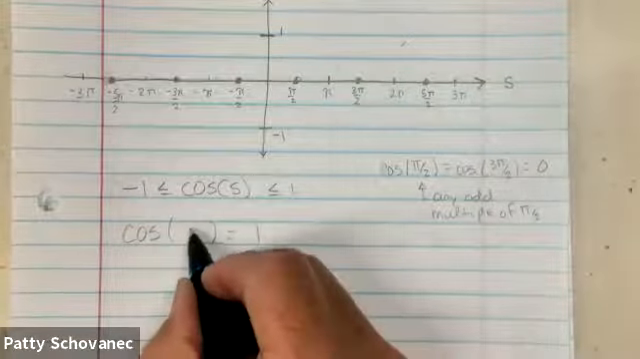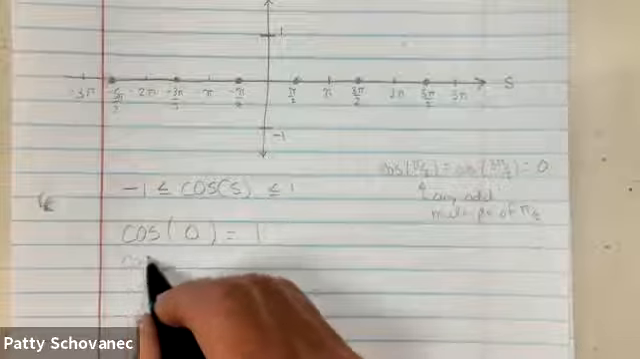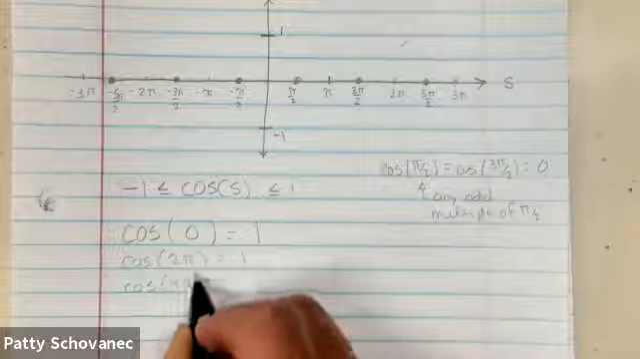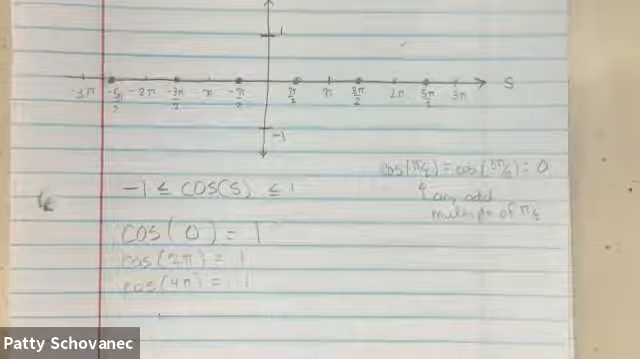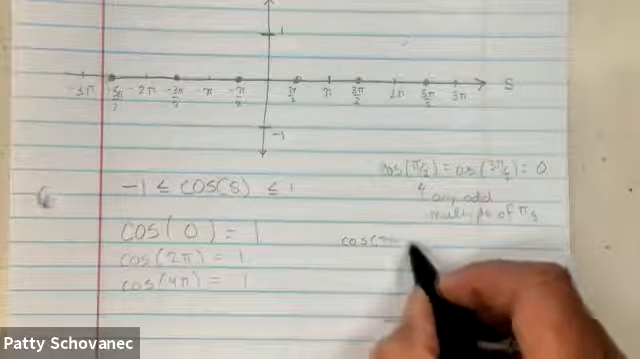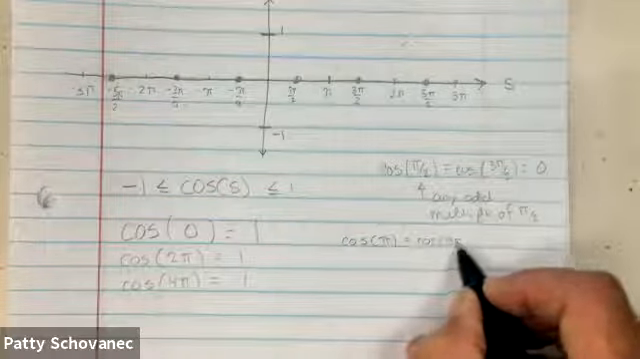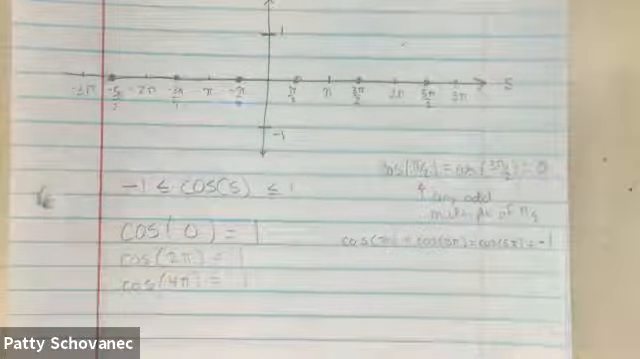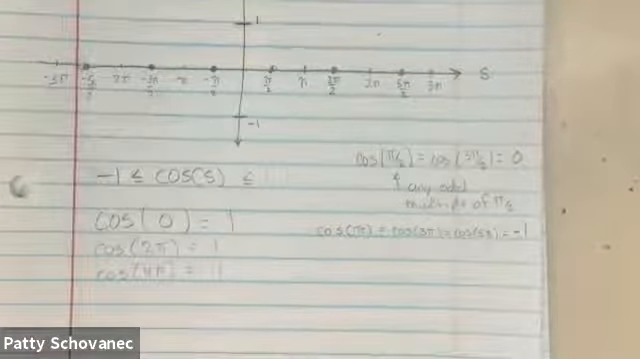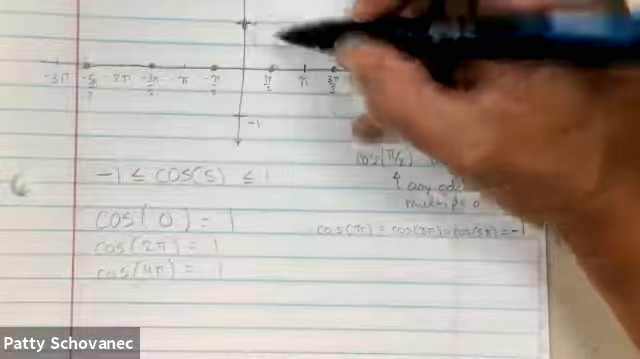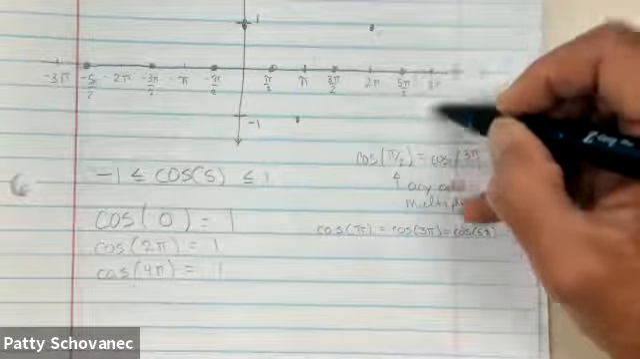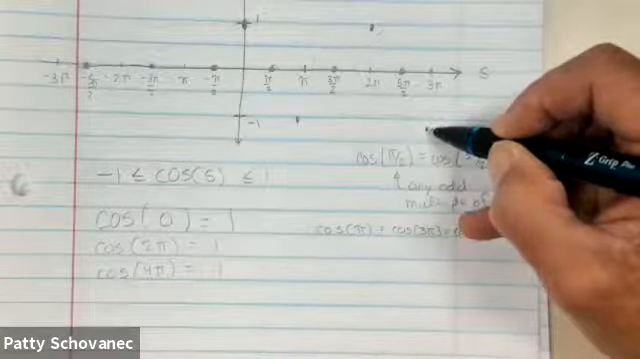So cosine of 0, cosine of 2 pi, cosine of 4 pi, all of the even multiples of pi, cosine hits 1. Odd multiples of pi, cosine is going to be -1. So cosine of 0 will be 1. Cosine of pi will be -1. Cosine of 2 pi brings us back to 1. 3 pi brings us back to -1.